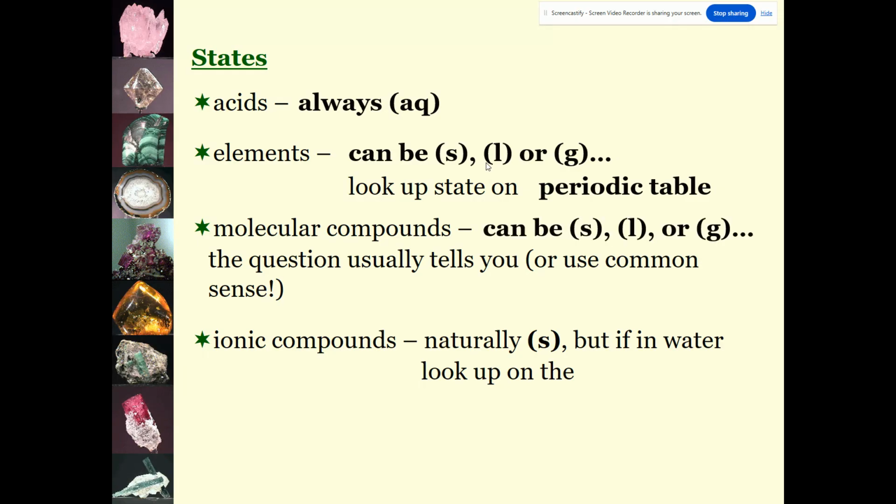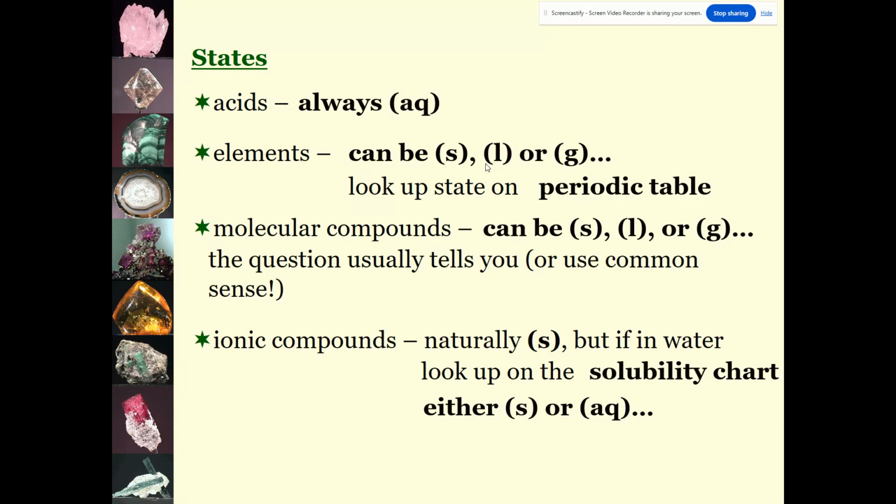Molecular compounds, remember, are a little more complicated. They can be solid, liquid, or gas. So either it's a common molecular compound, or the question will give you the state to use for the molecular compounds, because there's no way to predict it. And then ionic compounds. If your ionic compound is not in water, it's always solid. But if it is in water, you have to use something called the solubility chart to determine if it's going to stay solid because it's insoluble or change to aqueous because it is soluble.